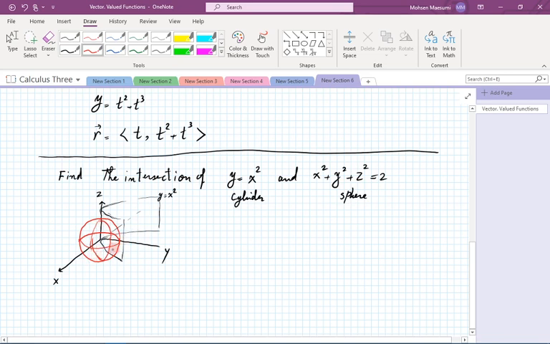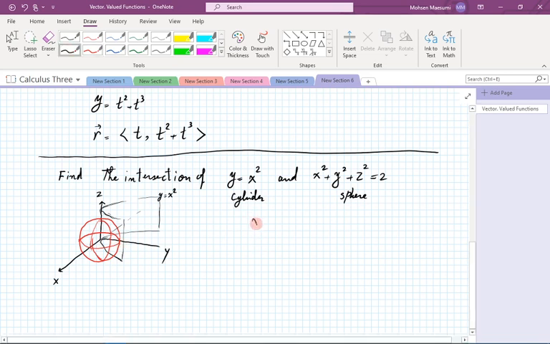Well, these two surfaces are going to intersect each other. Obviously, some parts of this cylinder are inside the sphere, some parts are outside. It's a single piece, so they are going to intersect each other on some curve. The question is, what is that curve? How can we show it? How can we parametrize it?